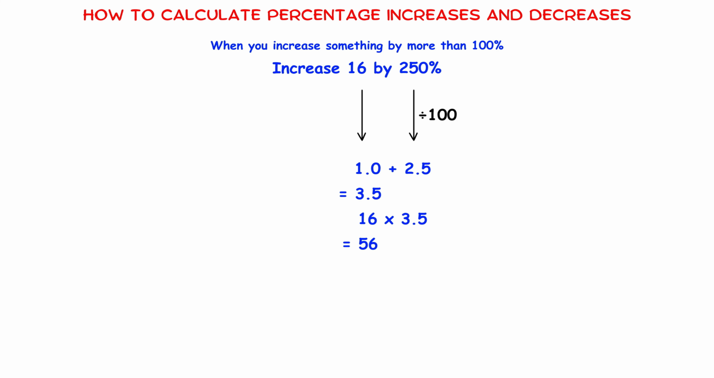Another weird one is when you increase something by more than 100%, like increasing 16 by 250%. 250% is equivalent to 2.5. So to find our multiplier, we need to do 1 plus 2.5 to get 3.5, and then we'd have to do 16 times 3.5 to give us 56 as our final answer.